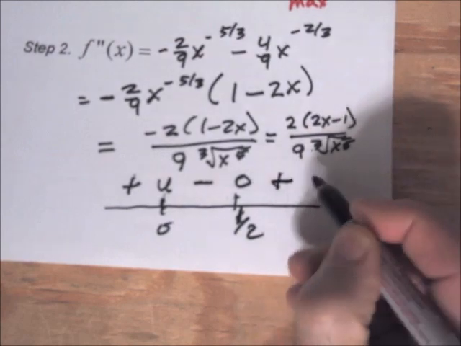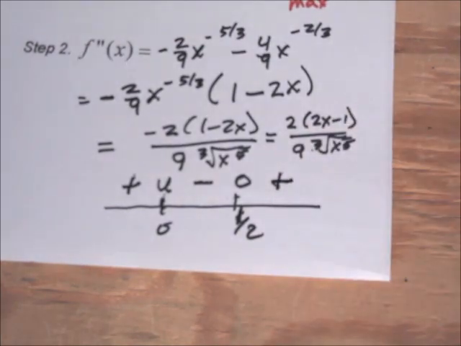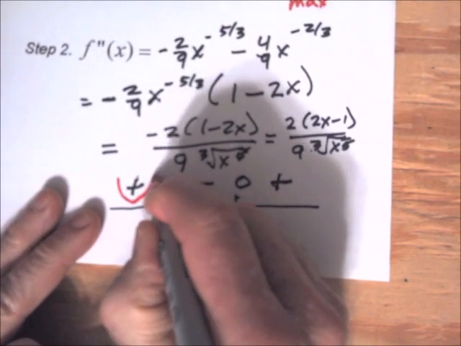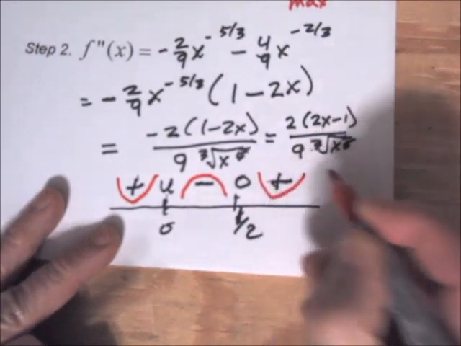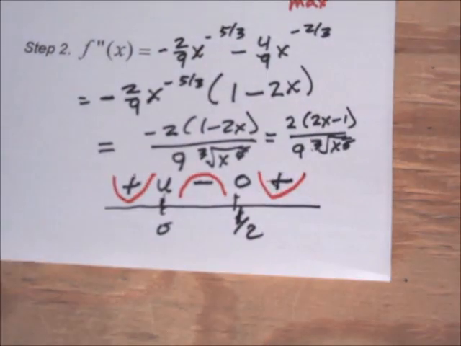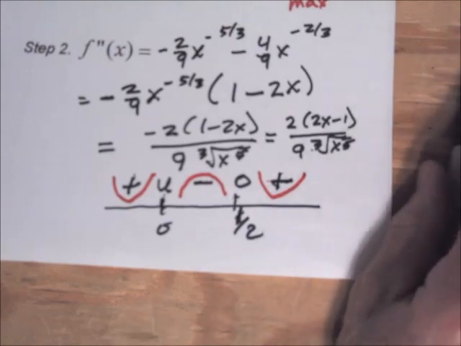So we'll have the concavity is going to be concave up here, concave down, and concave up. Half is going to be an inflection point because it changes concavity. 0 is also an inflection point because it's in the domain of the original function.